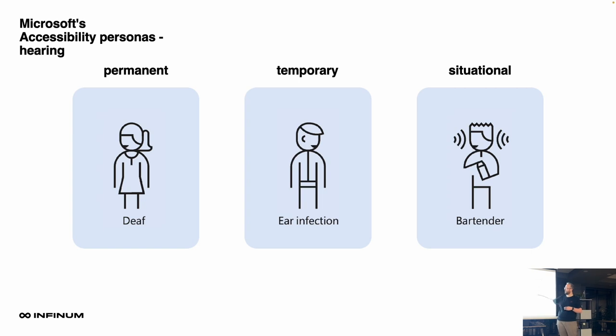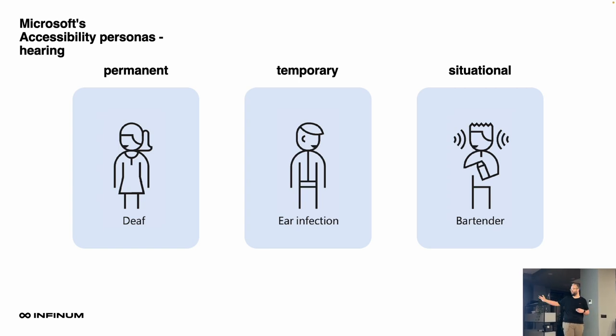Then we can have some temporary disabilities. Let's say that a person went through an ear infection and their hearing decreased for this shorter period. So in that shorter period while they are recovering, they could use your accessibility features. Or, of course, the most common one is situational. You can always find some good practices or good features that can help out people in the situational disability.